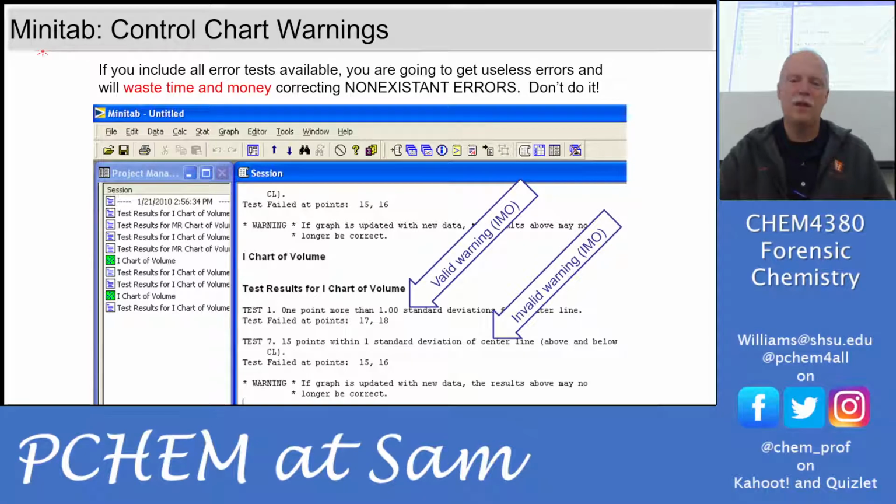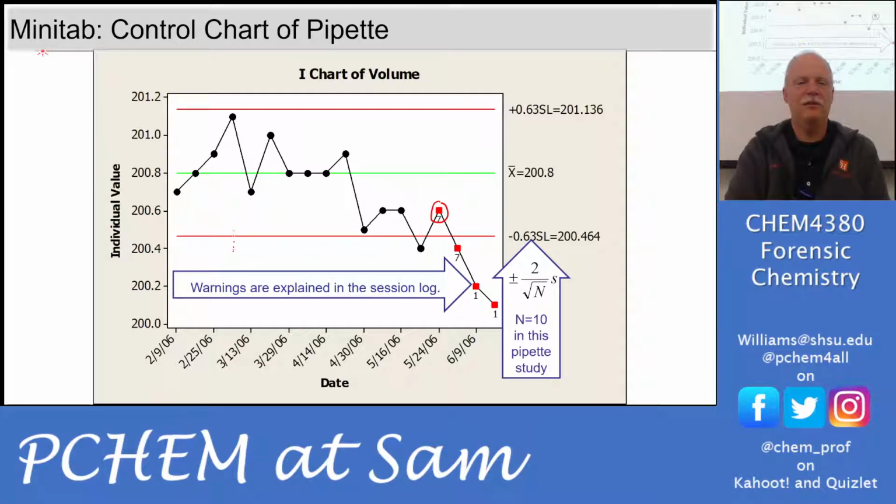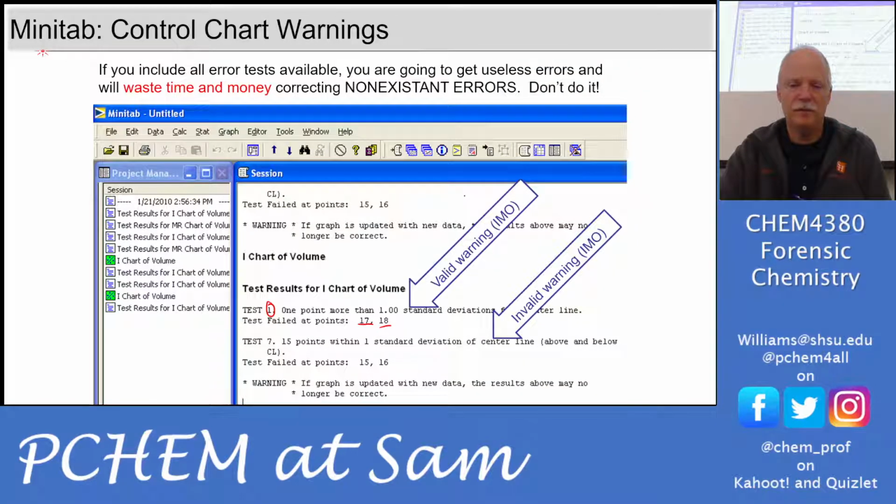And so here's, again, more than one. So the test number 1, more than one standard deviation outside the center line. It failed at data points 17 and 18. So that's that test number 1. And then test number 7, 15 points within one standard deviation of the center line. And so I said invalid for this process. I don't know that it's. See, all of these 15 data points within one standard deviation of the center line. And so it flagged it.